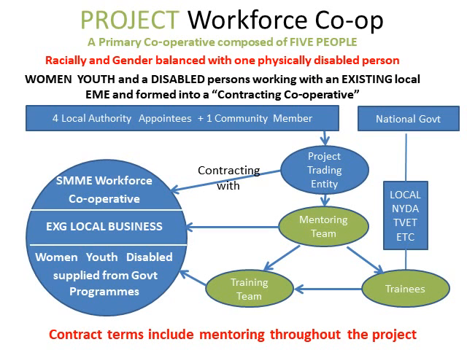Now we come to the workforce. All the people and the businesses that are operational in this project will be primary cooperatives composed of 5 people. Those co-ops can have more members depending on what the particular activity is, but the basis is 5 and multiples of 5. Again, racially and gender balanced, with 1 impaired ability person. The structure of these teams has to be based on women, youth and disabled persons working together with an existing local EME or SME and formed into a contracting cooperative.